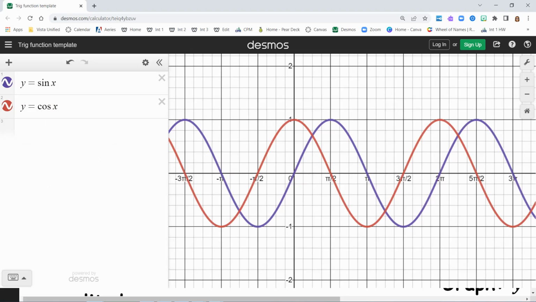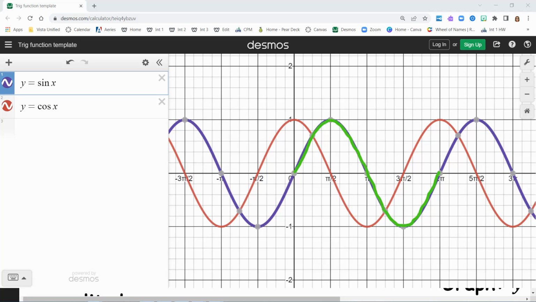So if I was to draw on my sine graph, let me do it in kind of a brighter color for us to see. Okay, I'll do a bright green. So I'm going to draw on my sine graph. Okay, so that's like one full cycle of sine.